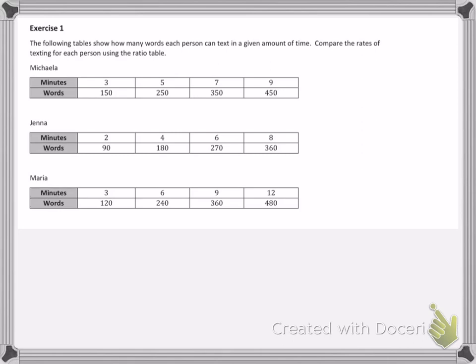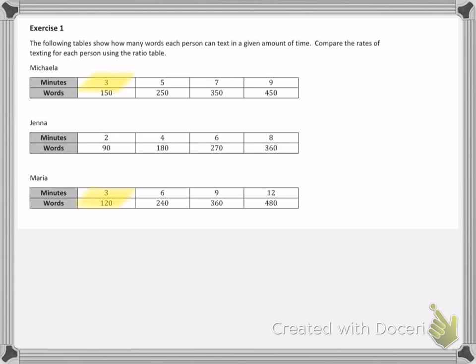Take a look here at Michaela. If she texts for 3 minutes, she will be able to type out 150 words. And if I look down here at Maria, if she texts for 3 minutes, she can create 120 words. So Michaela is a little faster than Maria, and we can easily see that based on the information that we have there. But then look at Jenna. When we try to compare to Jenna, Jenna doesn't have a 3-minute texting number, so we can't compare them.